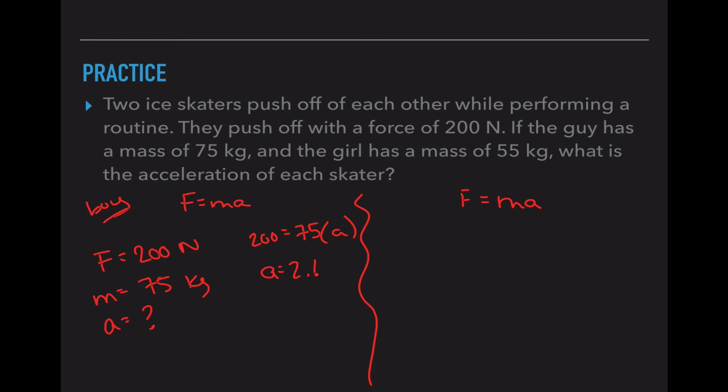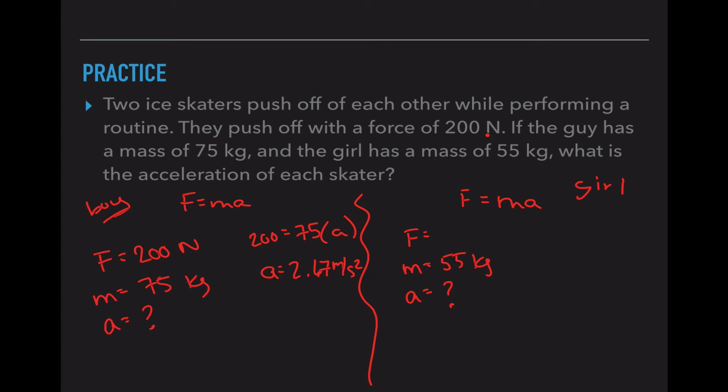So the acceleration is 2.67 meters per second squared. Now on the girl side, we are going to do the same thing. F equals, m equals, and a equals. We have the mass of the girl being 55 kilograms. A is still our unknown.